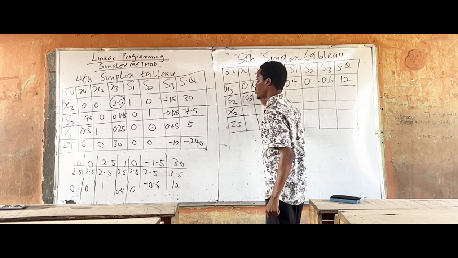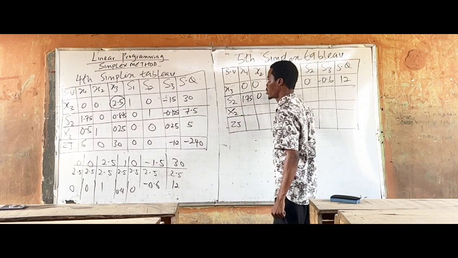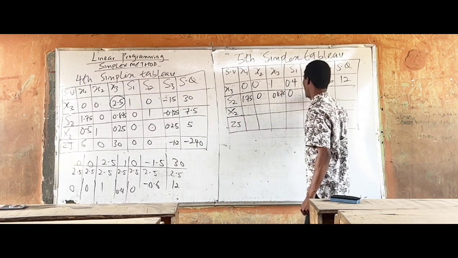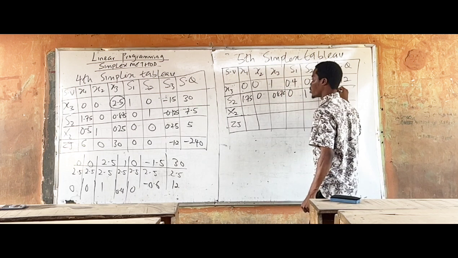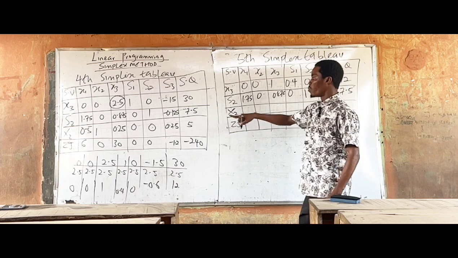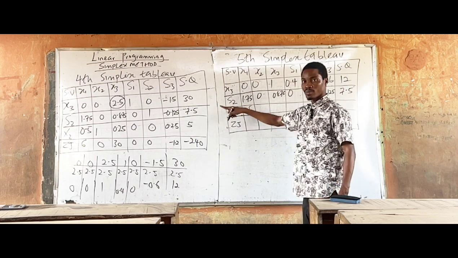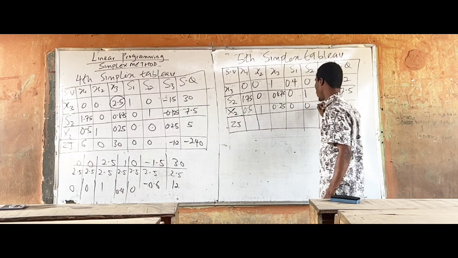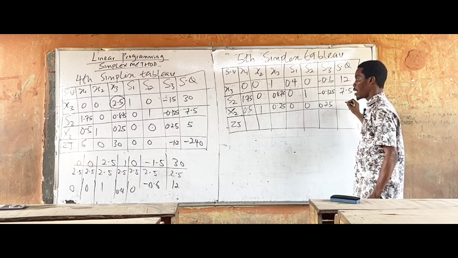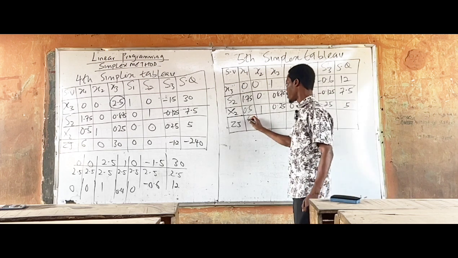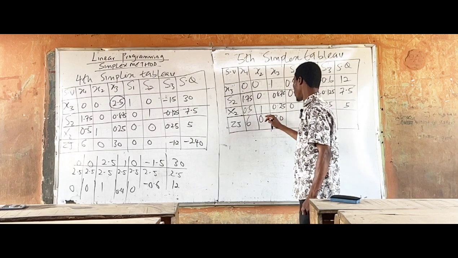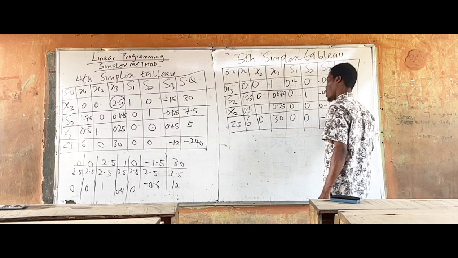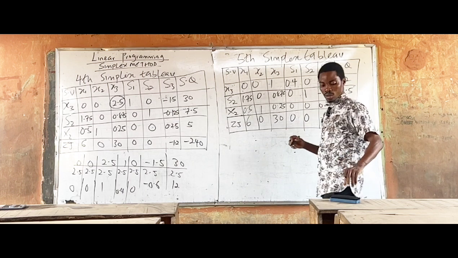So my S2 is 1.75, 0, 0.875, 0.1, minus 0.125, and 7.5. My S2 is 0.5, 1, 0.25, 0, 0, 0.25, and 5. My zj is 6, 0, 3, 0, 0, 0, minus 1.2, then minus 240.